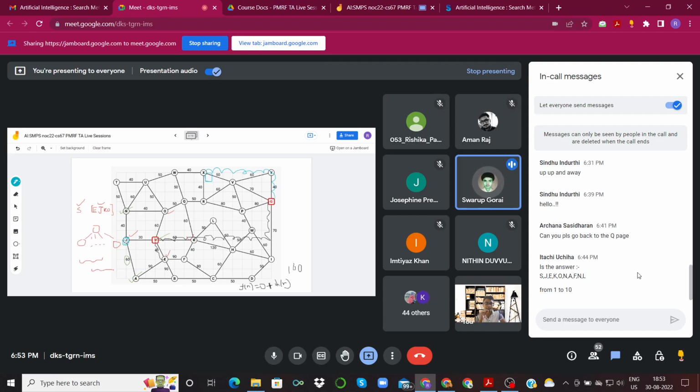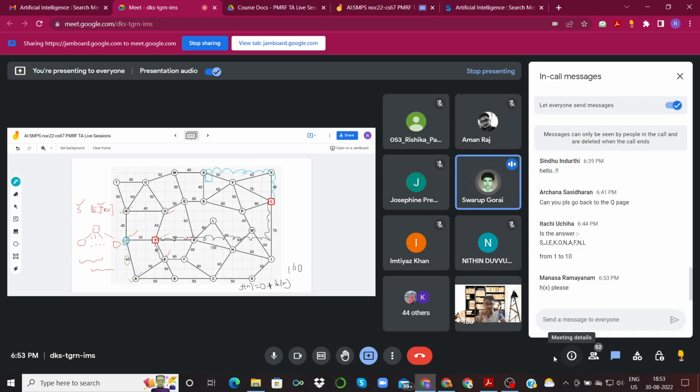Sir, one more thing. Why are we using only Manhattan? We can use Euclidean distance. So many distance measures are there. Yeah, we are using the Manhattan distance because that's what the question told us. If the question had mentioned some other distance measure, then we would have used that.